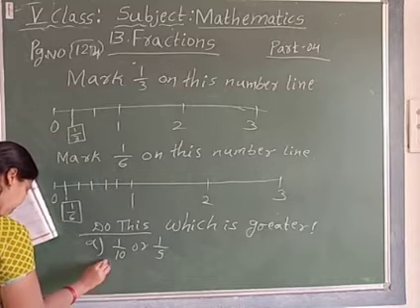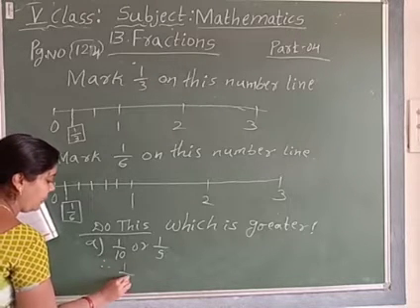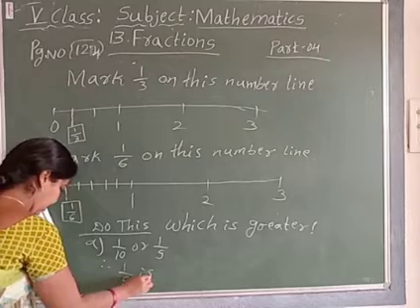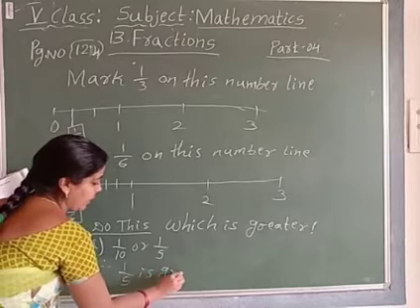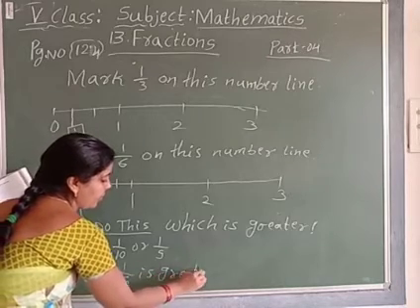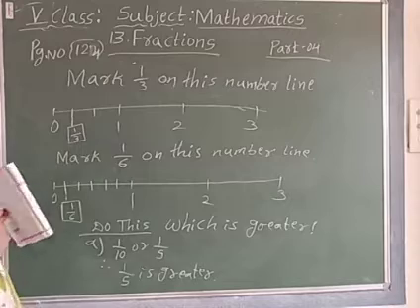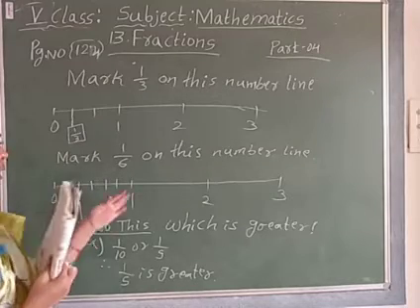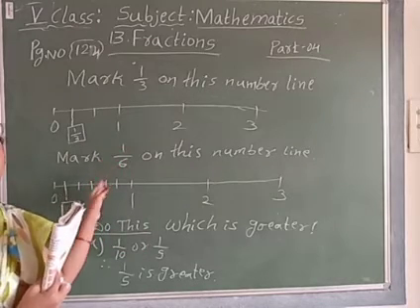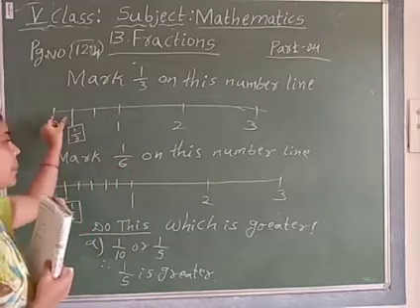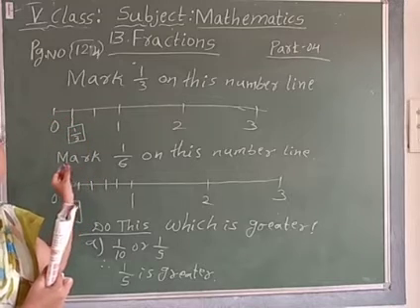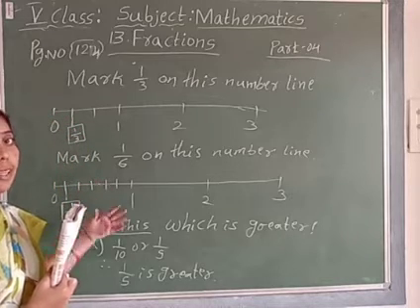Therefore, 1 by 5 is greater. Understand, all of you? 1 by 10 means a small quantity only came now, small space only came. So 1 by 5 is somewhat bigger than 1 by 10.